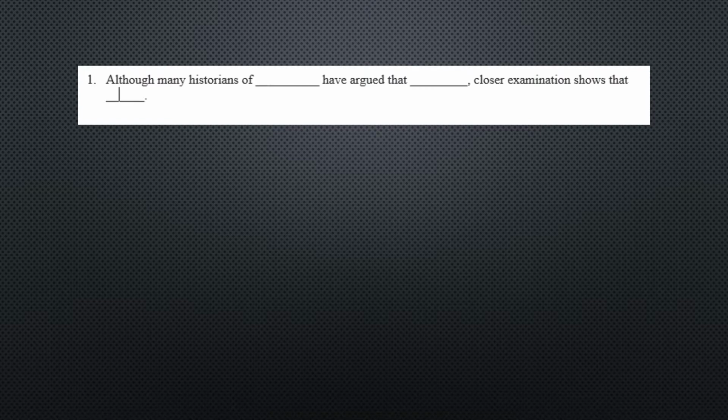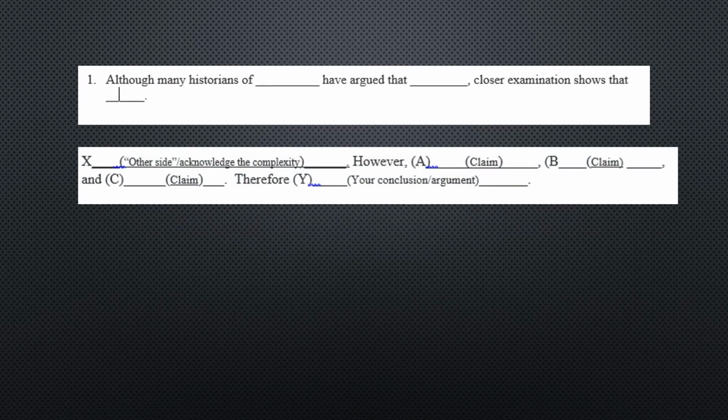Another way, which we've done in class a little bit more, is this sort of X, however, A, B, and C, therefore Y formula. In this case, the X represents the strongest point against your argument, or an explanation of the complexity of the topic. It sort of addresses all the different viewpoints on this, or why it's such a complex topic. This acknowledges that you know that this is not a simple solution or a simple answer. It makes you sound more sophisticated. So you're acknowledging the other side. And this could be a sentence or two or three.